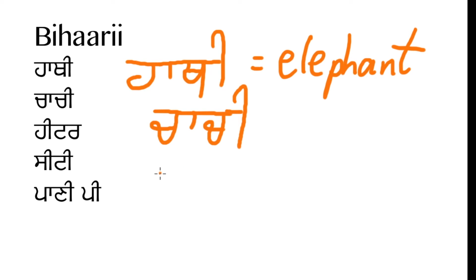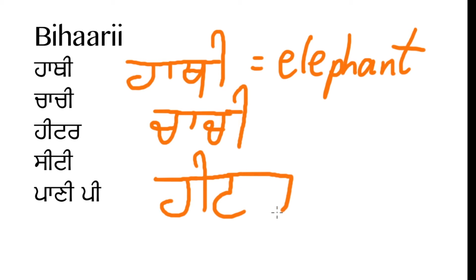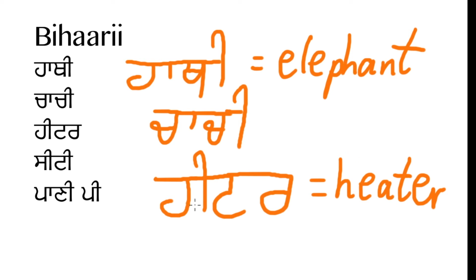So we're going to look at the next one, which is a bit simpler. So we've got ha, e, a Bihaarii, ta, ra. So heater. No prizes for getting what this means. It is directly imported from the English and it means heater. So heater means heater, believe it or not.